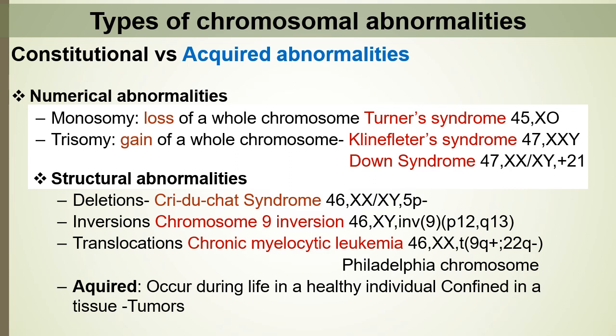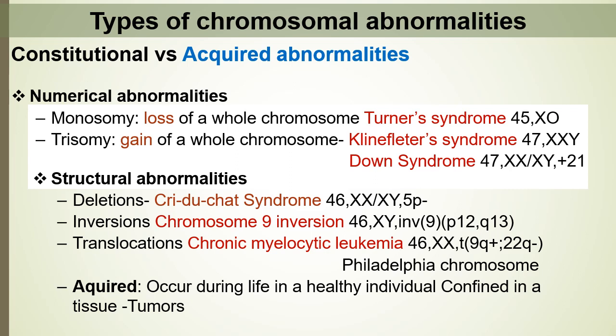Now the types of chromosomal abnormalities. Chromosomal abnormality can be broadly divided into constitutional and acquired abnormalities. Again, the constitutional abnormality can be further subdivided into numerical abnormalities and structural abnormalities. In numerical abnormalities, loss or gain of a whole chromosome occurs. Say in Turner syndrome, one chromosome is totally lost, whereas in Klinefelter syndrome or Down syndrome, there is one extra chromosome.